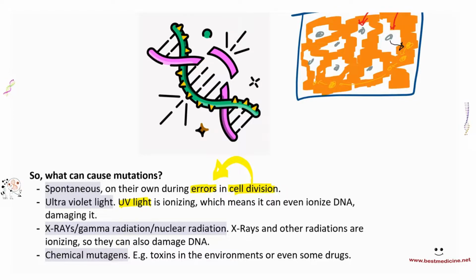Now, anything that causes mutation is really called a mutagen. Okay? A mutagen is something that causes mutations, that damages the DNA. Remember teratogens? A teratogen is something that increases the chance of birth defects. Right? A mutagen is something that causes mutation in DNA.